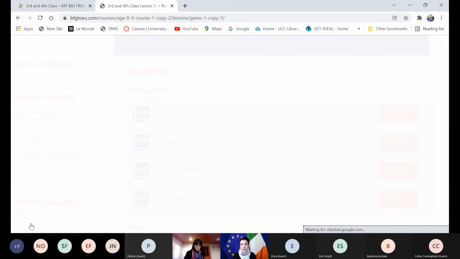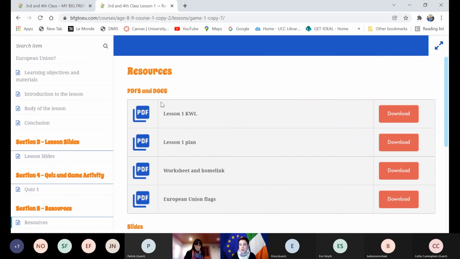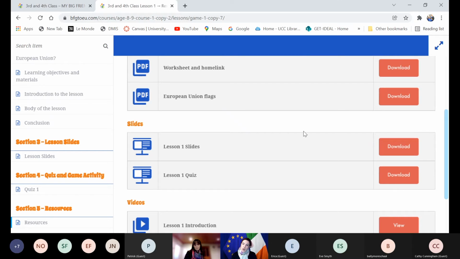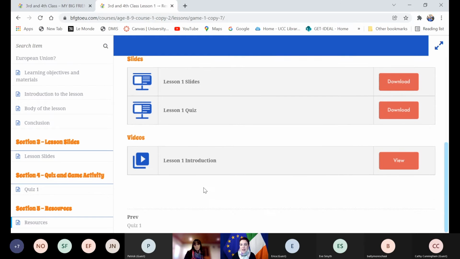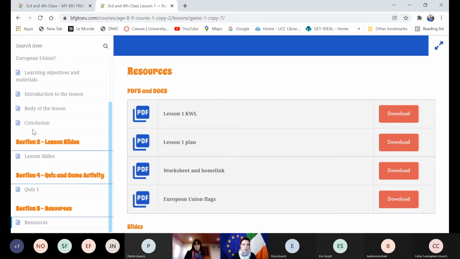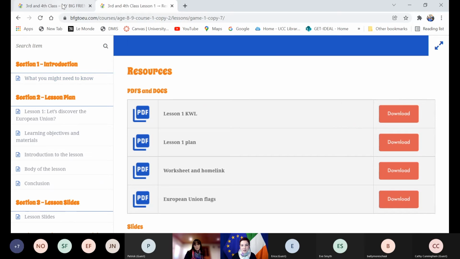And then when you go into resources, for every single lesson, you will have all the documents that are here as PowerPoints that you can download. So here you have your KWL that we're asking you to fill out. You have the lesson plan 1. You have European Union flags that you might want to use, and so on. You can download the PowerPoints, slides and quiz, and we added the video, but there's not much point to downloading the video. So this is lesson 1.